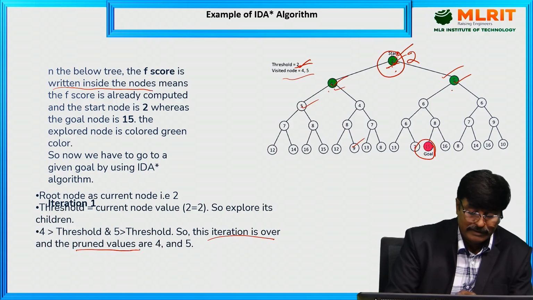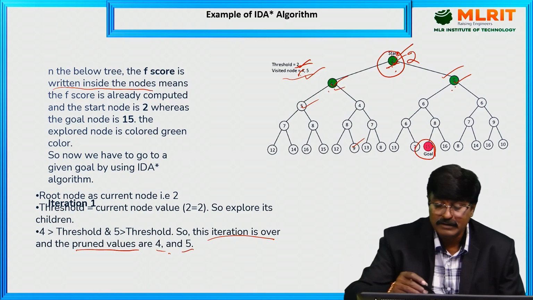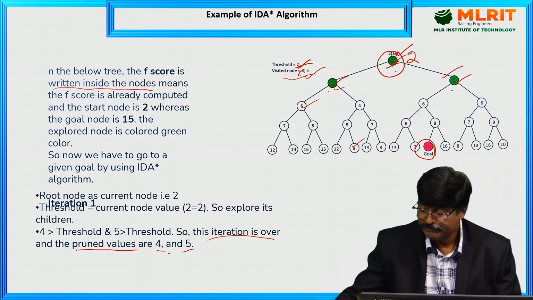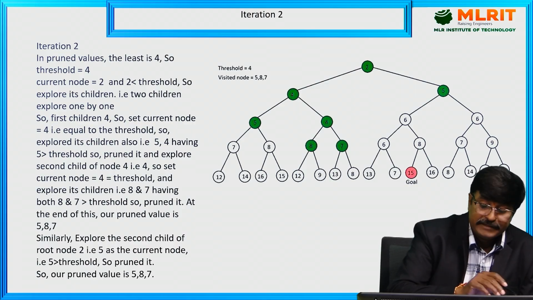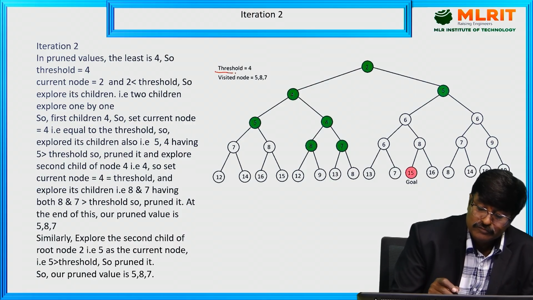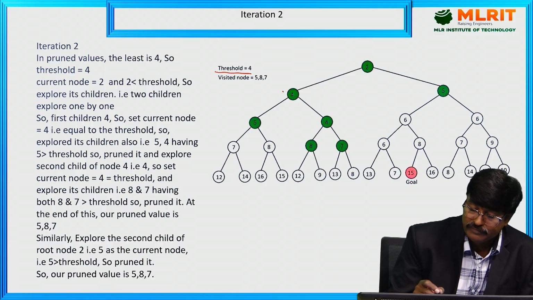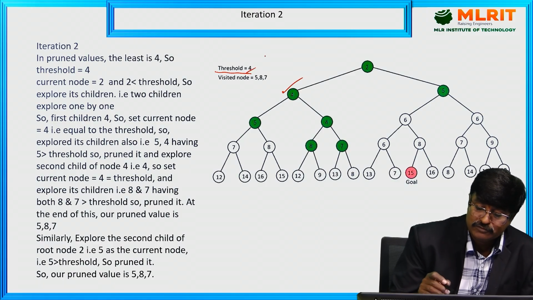And the pruned values are here. What are the values we closed? Pruned temporarily: 4 and 5 we are pruning, because they are greater than the threshold value. Then the next iteration: we define the new threshold value as 4, because 4 is there, 5 is there, and 4 is the least one. So the least one, that is the threshold value 4.